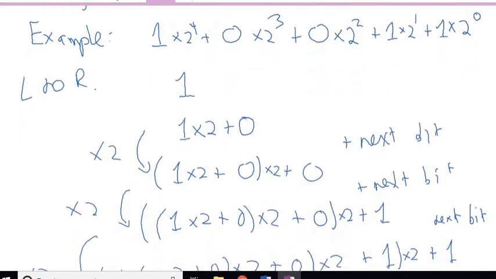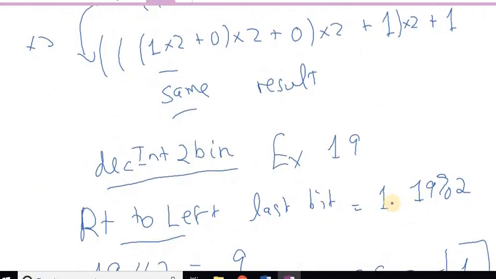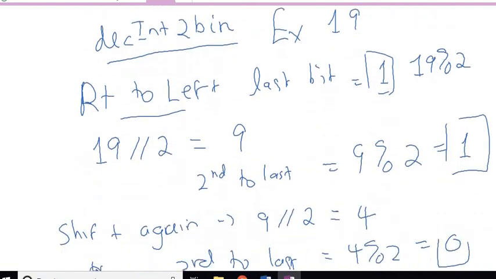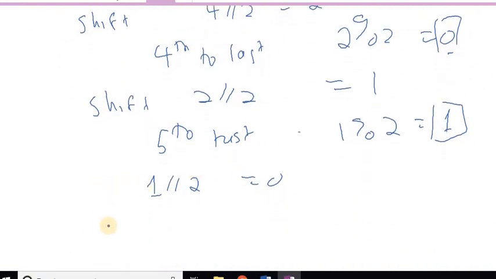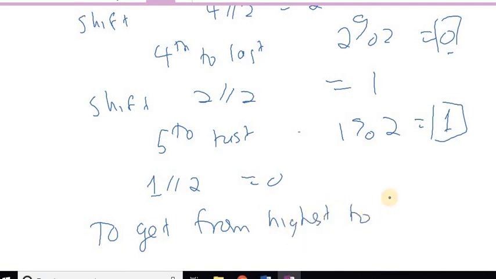I realize that it's kind of hard to see it from here. Okay, and these are the bits in reverse order, from lowest to highest. So to get from highest to lowest, you have to reverse the order.